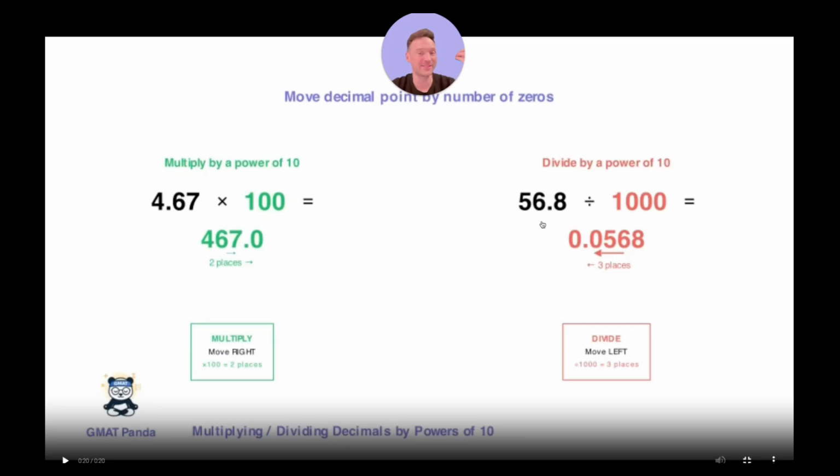So in this case, we're starting with 56.8. We're dividing by 1,000, so we have to go to the left. And we have 3 zeros in 1,000, so we have to move the decimal point 3 places to the left. It starts here between the 6 and the 8. One step would be here, 2 steps would be here, but then at this point we're already at the end of the number. So we have to add another 0 before we put the dot here. And we end up with 0.0568.